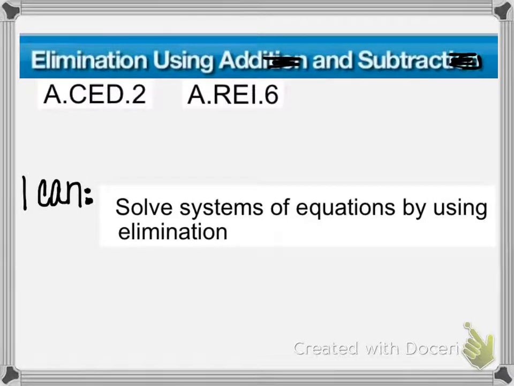In this video, we're going to talk about elimination using add and subtract. Go ahead and pause the video, copy down your title, standards, and I can statement, and then we will move on.